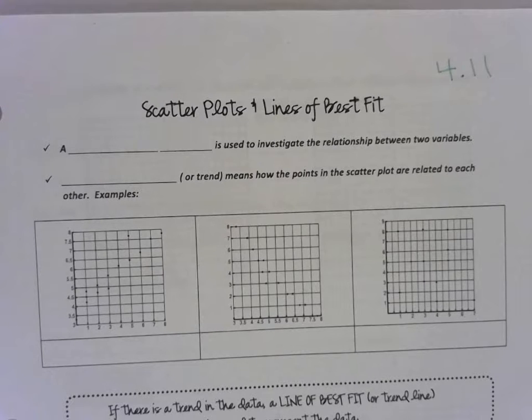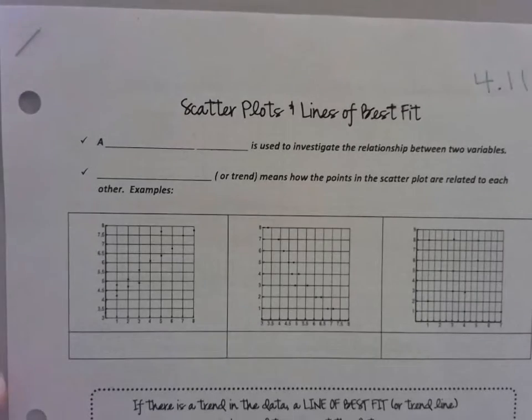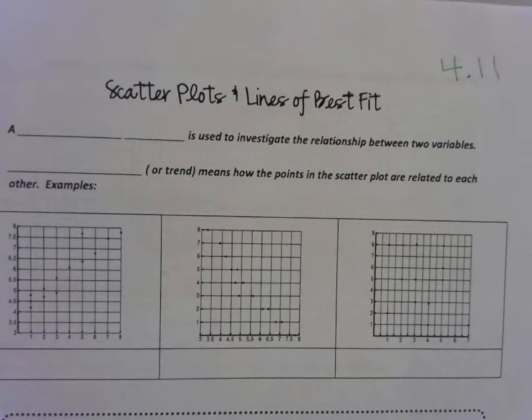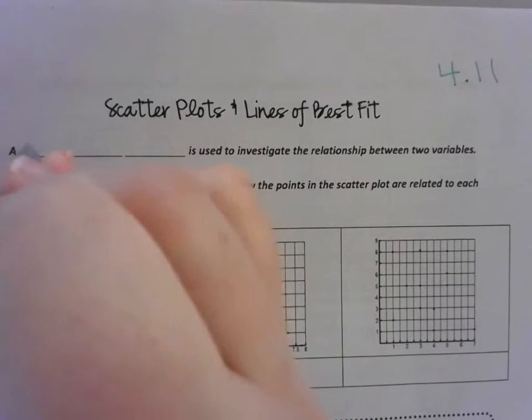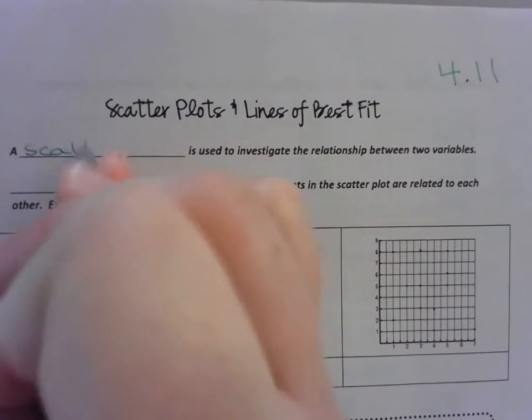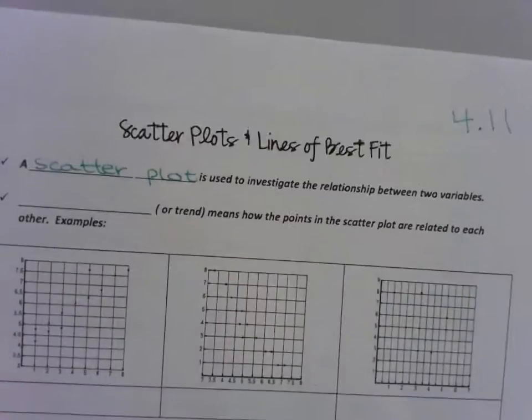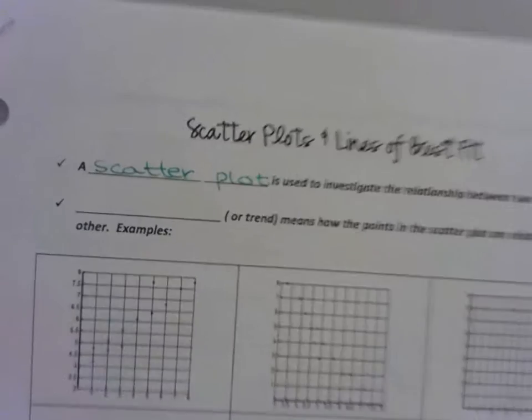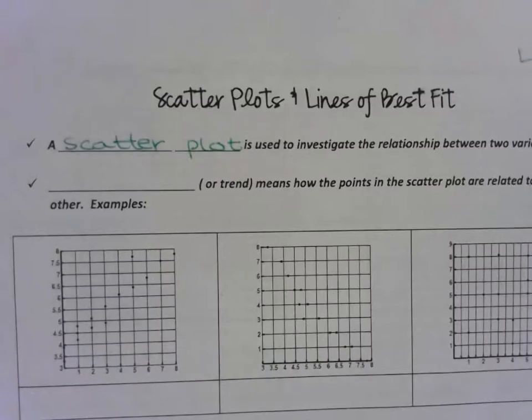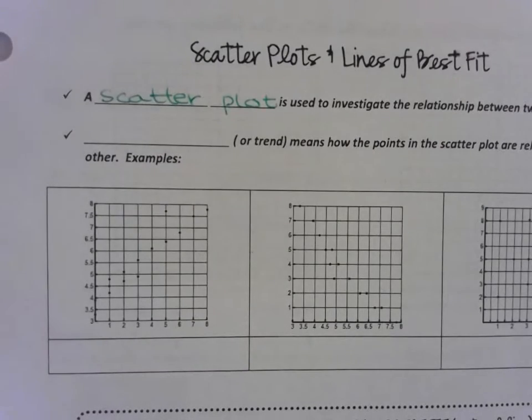So what we're going to look at today is we are going to finish up lines, and we are going to look at scatter plots and lines of best fit. So a scatter plot is used to investigate the relationship between variables. A scatter plot is how we graph two things and they're not going to give you a perfect line. So a scatter plot is how we deal with data that doesn't give you a perfect line.